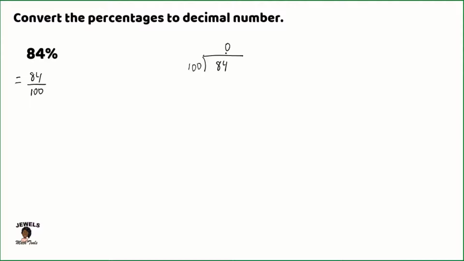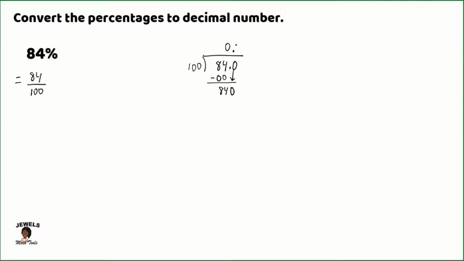So I'm going to put in my 0. I mean that 0 times 100 will be 0. 84 subtract 0 will be 84. So now we're going to add in our decimal point. Add a 0, bring down that 0 and change my 84 into 840.